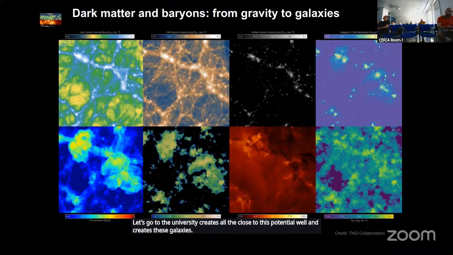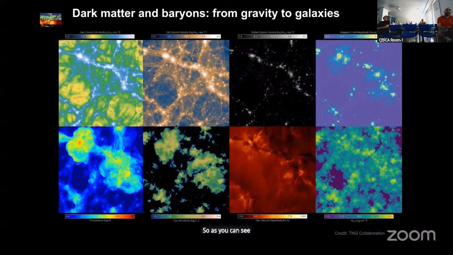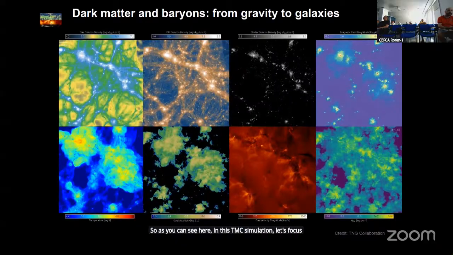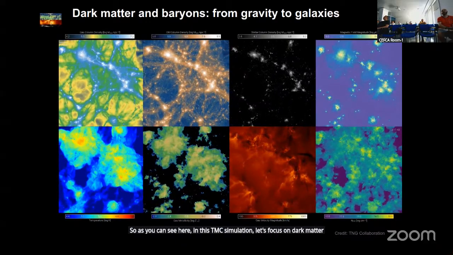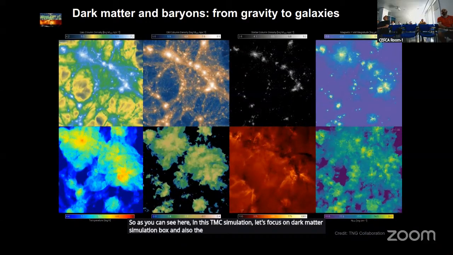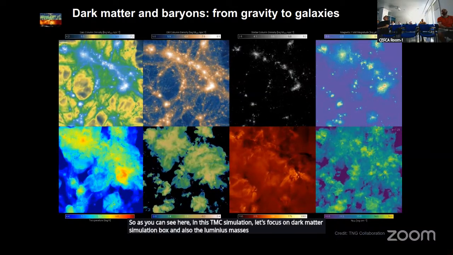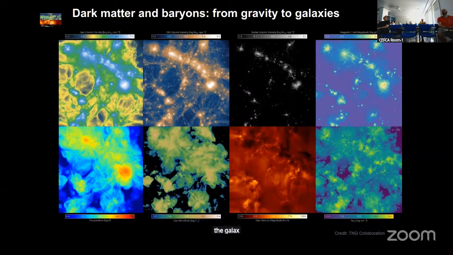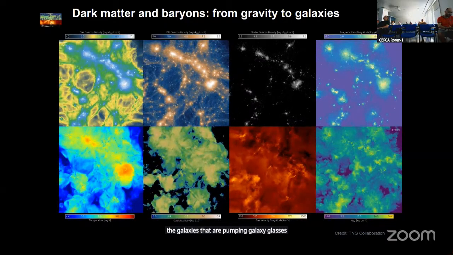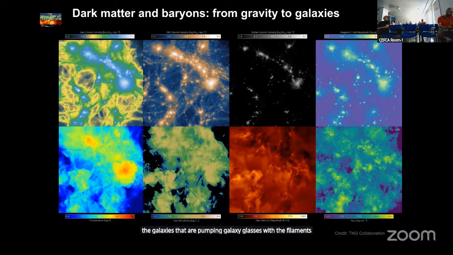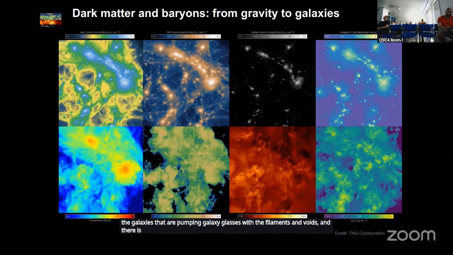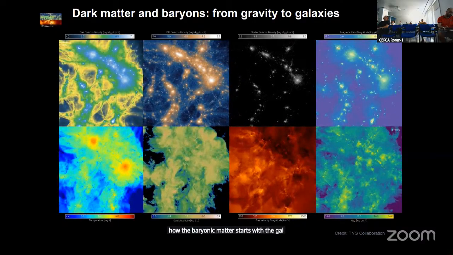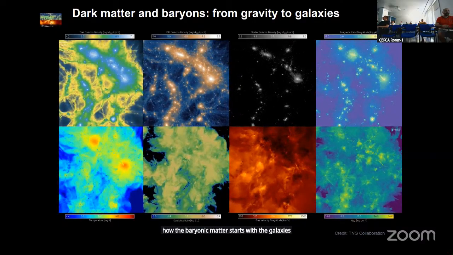As you can see here in this TNG simulation, let's focus on the dark matter simulation box and also the luminous masses, and how this structure of the universe appears. We can see the galaxies clumping in galaxy clusters, with the filaments and the voids. And that is how the baryonic matter, these stars and galaxies, are following the dark matter.